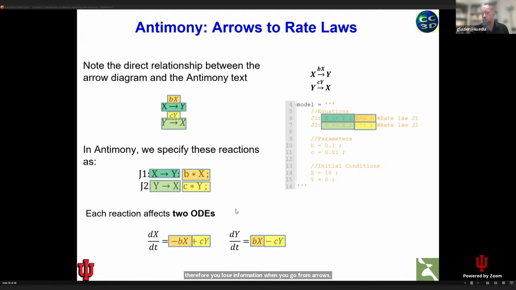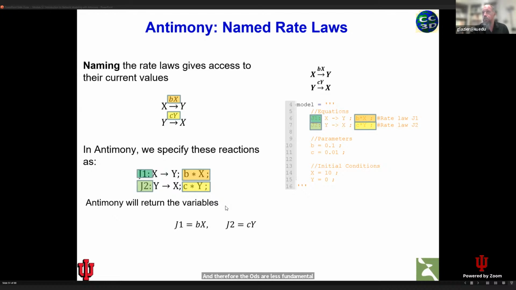As an exercise, I sometimes give a scientifically beautiful paper by John Tyson on cell cycle, where he writes everything as ODEs. And I ask people to say, what were the chemical reactions that gave rise to this? You cannot figure it out. You cannot understand the biology and chemistry of what he was trying to do from the ODEs he presents in the paper. And therefore, the ODEs are less fundamental than the chemical reactions. Again, naming the rate law gives access to the rate. So if I write J1 colon X goes to Y, semicolon, b times X, J1 is equal to b times X.